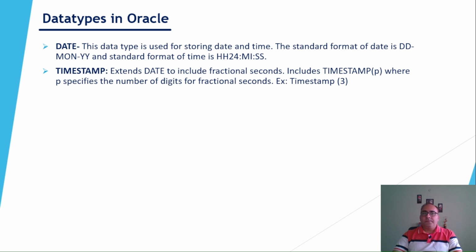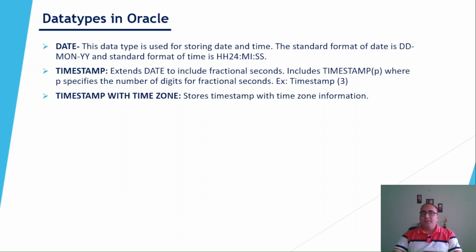Next we have TIMESTAMP, which is basically an extension of the date data type. This also includes fractional seconds. Here the syntax is TIMESTAMP(P), where P defines the precision. Then we have TIMESTAMP WITH TIME ZONE. This is used to store information with time zone. Using this data type, along with date and time, we can also store the time zone. Different sorts of time zones are there, like UTC+5, UTC+2. All those can be stored using this data type.